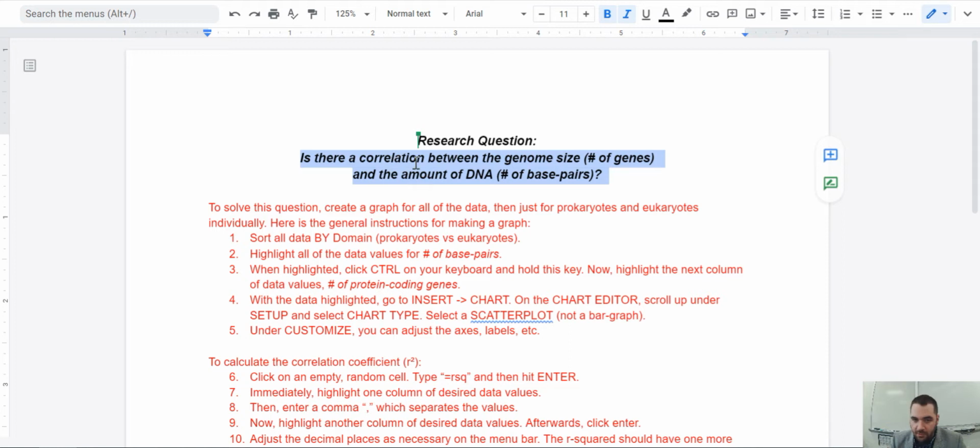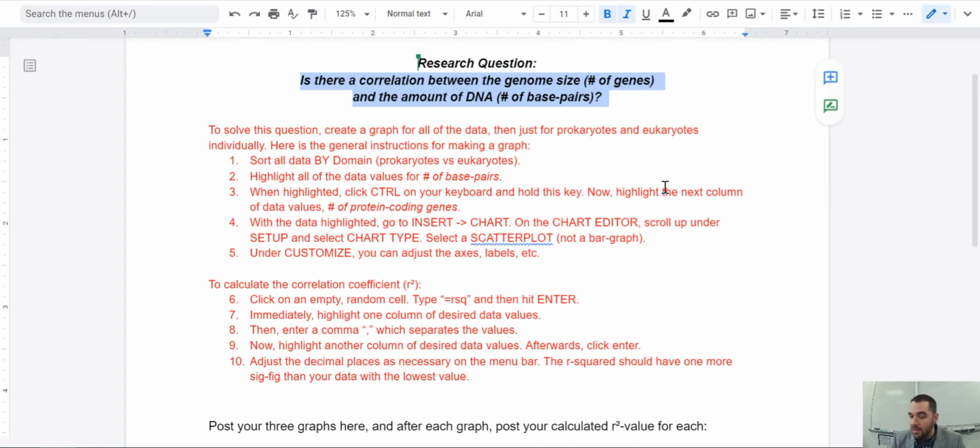Is there a correlation between the genome size and the amount of DNA? Or we could ask, is there a correlation between the amount of DNA, the number of base pairs, or the number of genes? What we're really wanting to find out from this is if you have more DNA, does that translate to having more genes? Or if you have more genes, do you necessarily have more DNA? Can we predict it? And to what degree can we predict this?